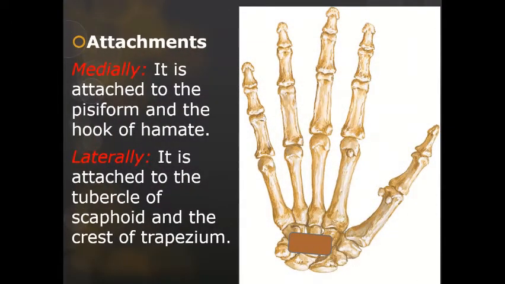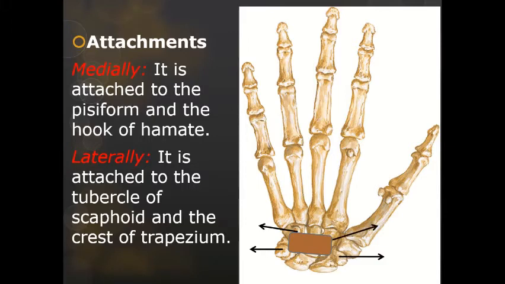Let us see the attachments of the flexor retinaculum. Medially, it is attached to the pisiform bone proximally, and distally it is attached to the hook of the hamate. Then coming to the lateral attachment, it is attached proximally to the scaphoid bone and distally to the trapezium bone. These are the attachments of the flexor retinaculum.